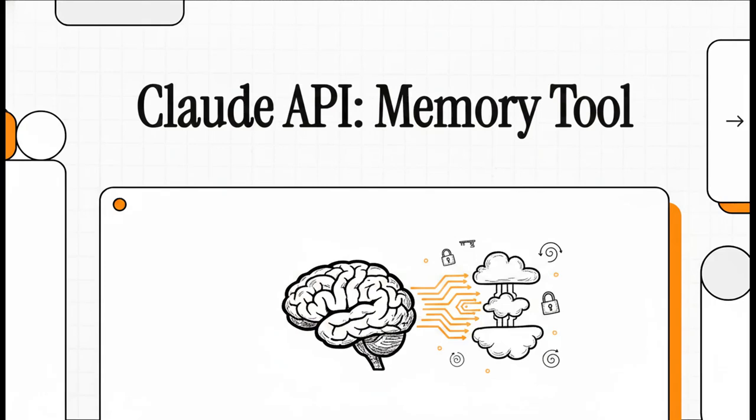Welcome to this explainer on the Claude Master Memory Tool API. We're diving straight into a brand new advanced beta feature that tackles, honestly, one of the most maddening bottlenecks we all face in AI development right now: context amnesia. Today, we're going to fix your agent's memory.